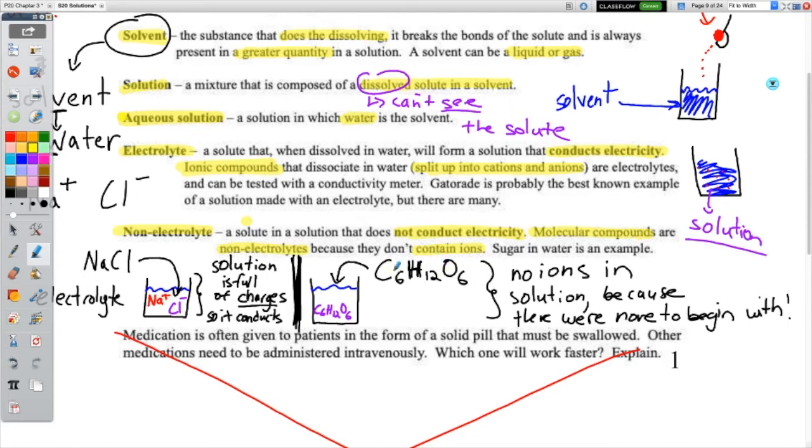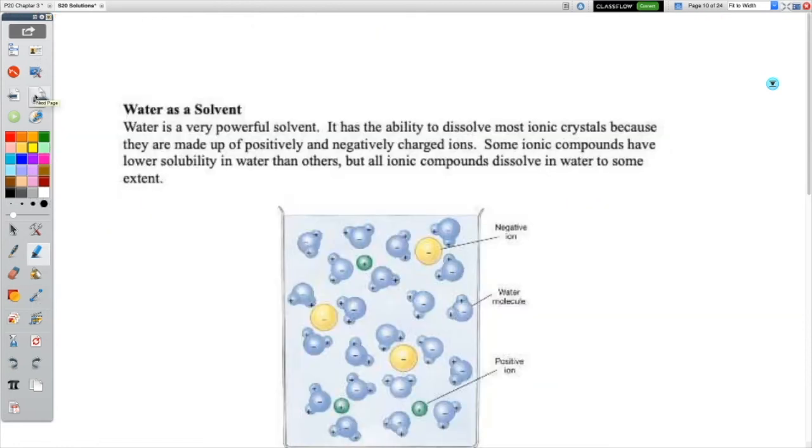So it was a non-electrolyte because it was molecular, no ions, which means no electric charges, right? Whereas our ionic compound formed an electrolyte because it's ionic. It's got electric charges in it, the ions, okay? So when we put them into water, when water was our solvent, that made an aqueous solution. All right, so with that in mind, here's a little look at what's going on.